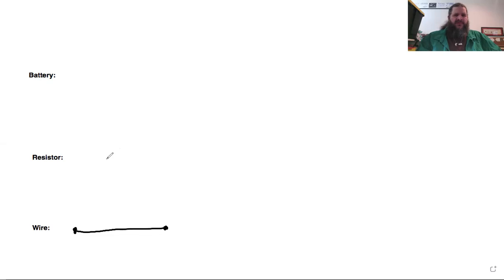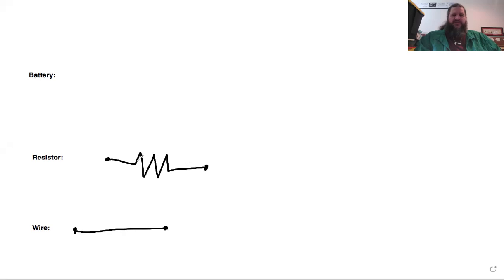As opposed to a resistor. Resistor we usually draw as sort of a zigzag, which of course doesn't necessarily mean the wire is actually shaped like that. It just means we're talking about a section of conductor that makes it difficult for the current to flow.